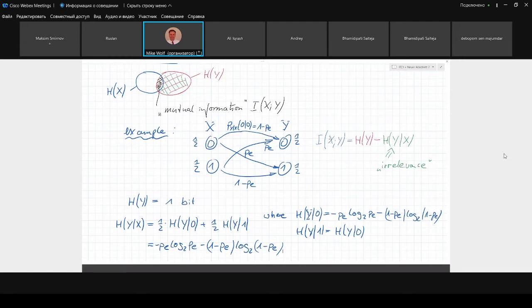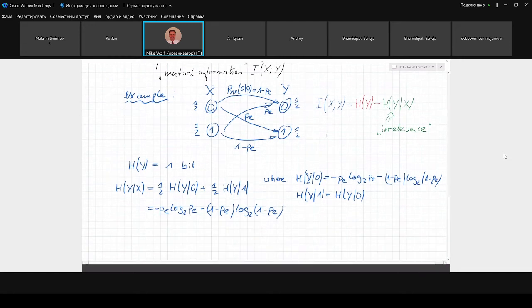Okay, so this is all for this section. Now we start with a new section.